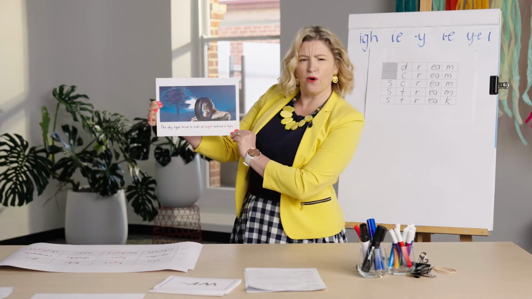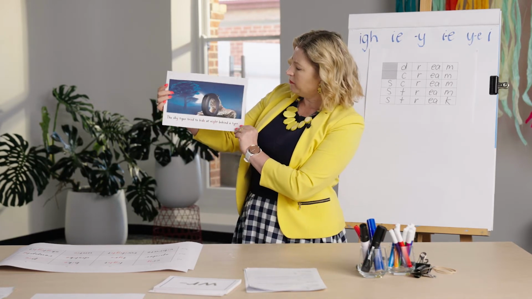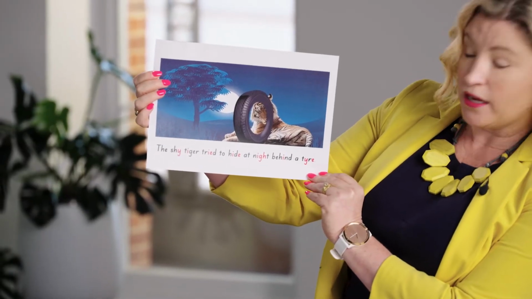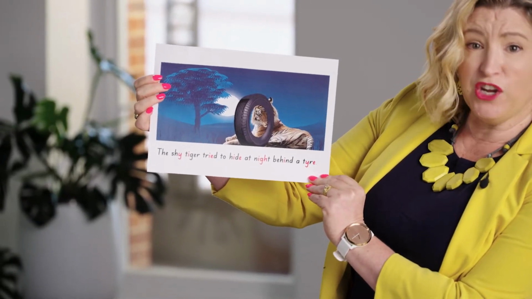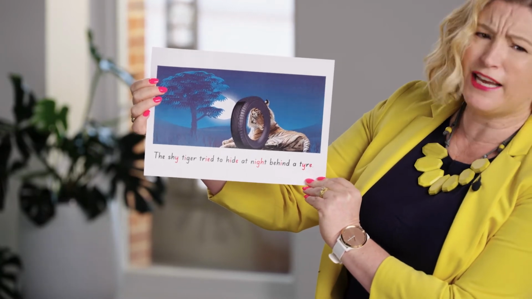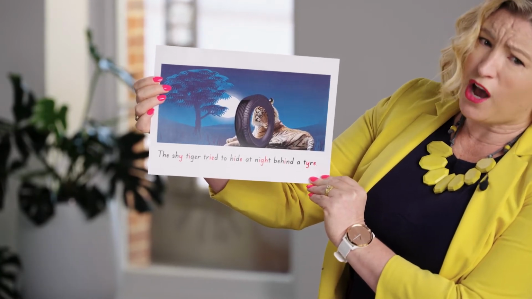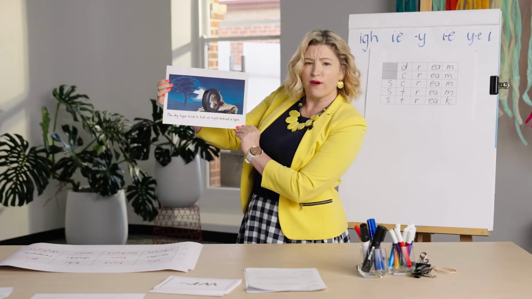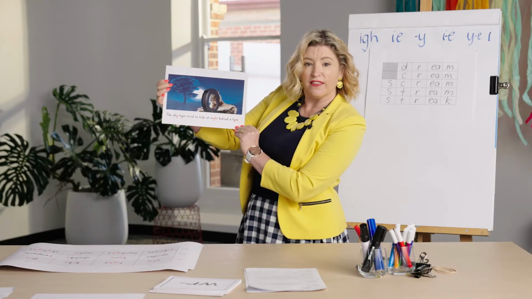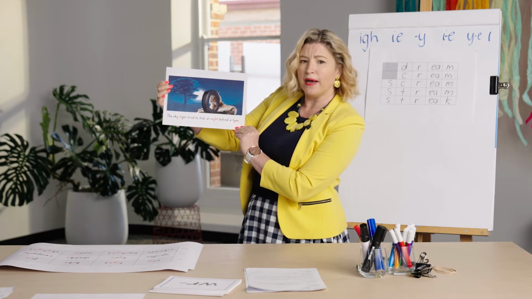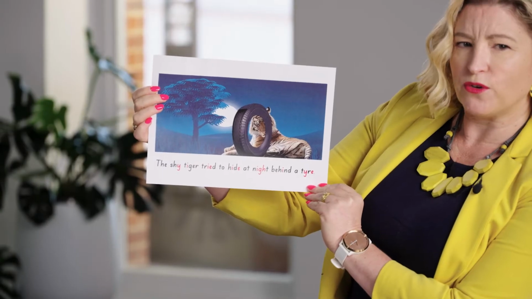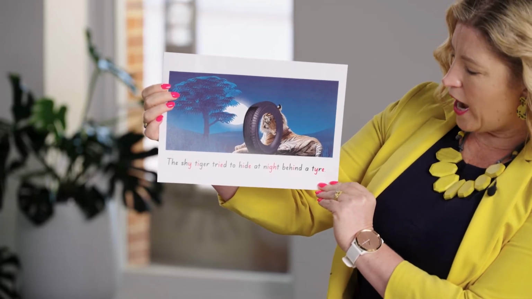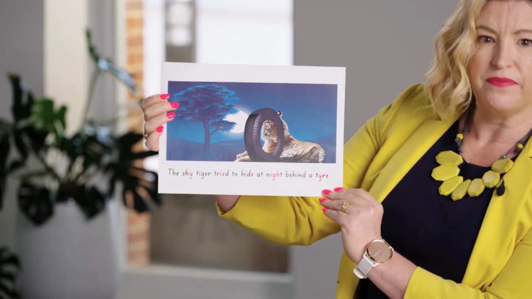So our memory hook for the long I sound today is: the shy tiger tried to hide at night behind a tyre. And you can see the little tiger there. He does look very shy, trying to hide behind this tyre at night time. So all the long I graphemes are there in this little sentence to help you remember. That one will come up on your screen for you to have a look at as well. So, the shy tiger tried to hide at night behind a tyre.